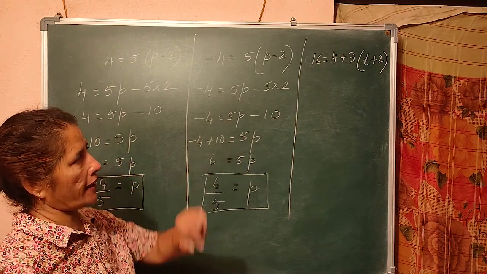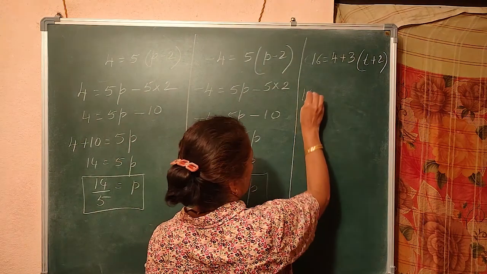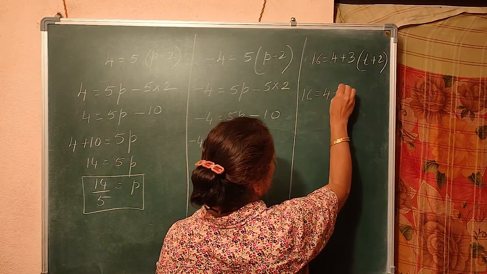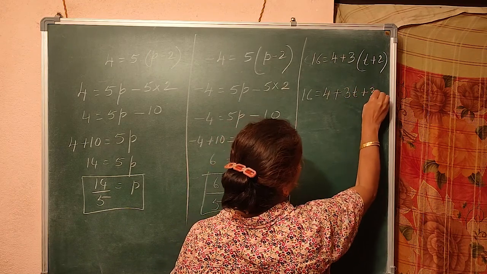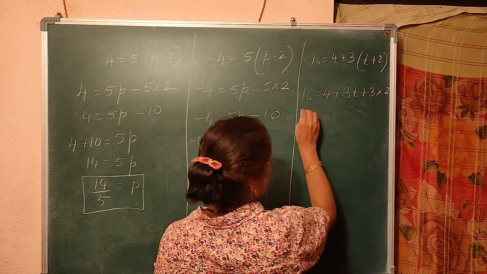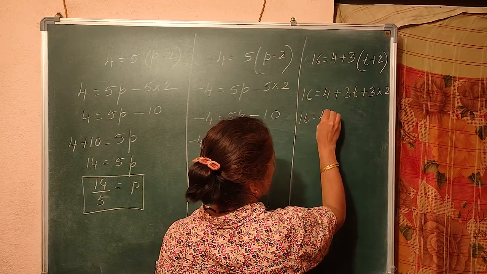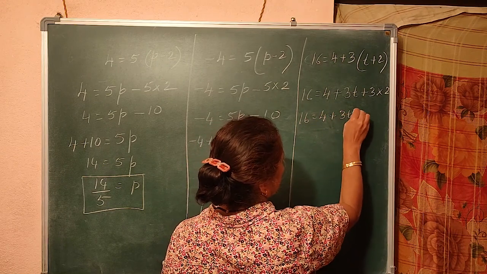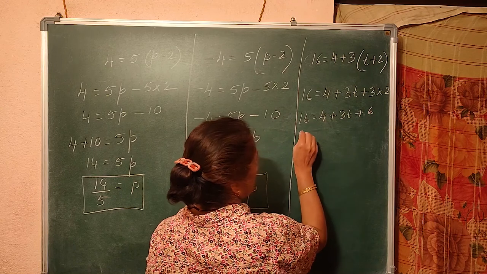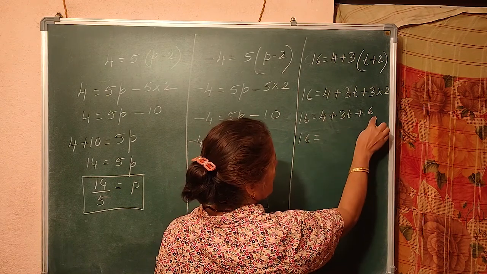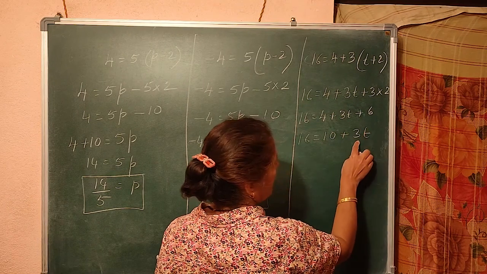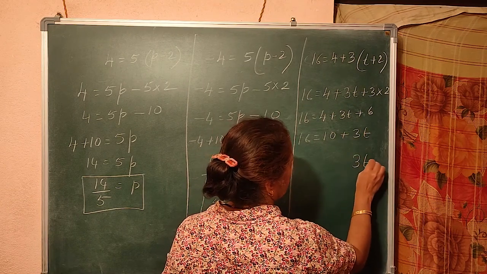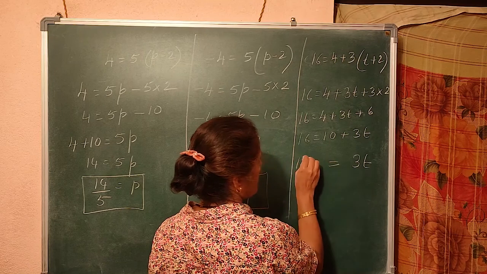Go to the next one. 16 is equal to 4 plus, take out the bracket, 3t plus 3 into 2. So you get 16 is equal to 4 plus 3t plus 6. 16 is equal to 4 plus 6 is 10 plus 3t. See, 3t is positive, let it be here only. 3t is equal to 16.